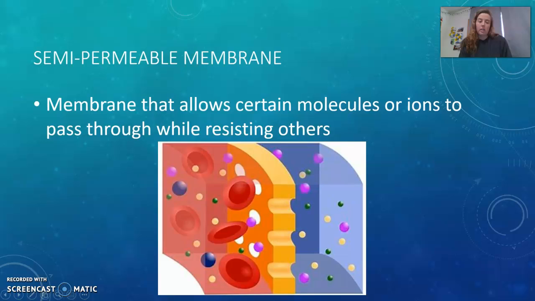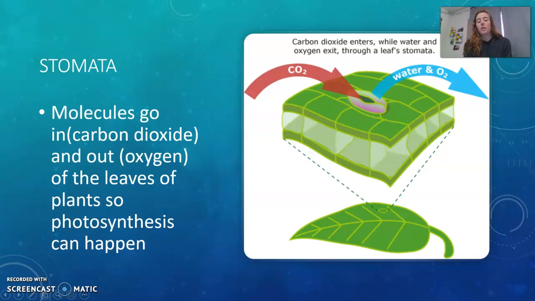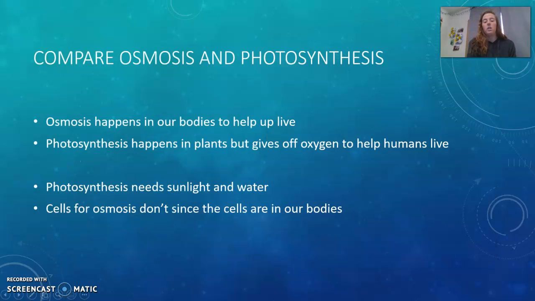Back to osmosis, the semipermeable membrane, that is the outer coating around the shell, and that's what allows those molecules to go in and out of the cell. Similar to photosynthesis, the stomata, this is a vocabulary term for photosynthesis, the stomata are the little tiny holes in the leaves where carbon dioxide goes in and oxygen comes out. So similar to osmosis, things are going in and out of the cell. For photosynthesis, things are going in and out of leaves.